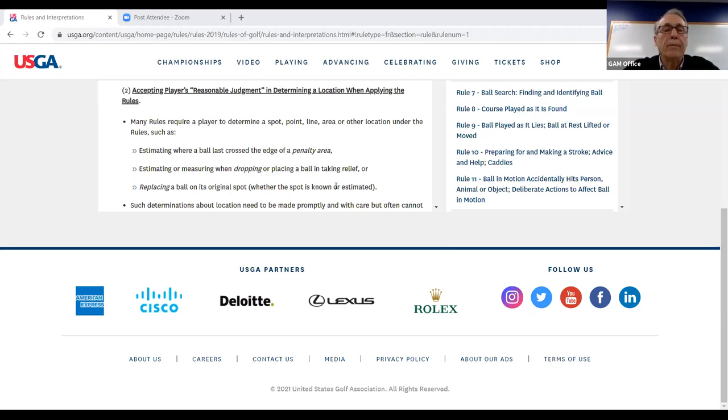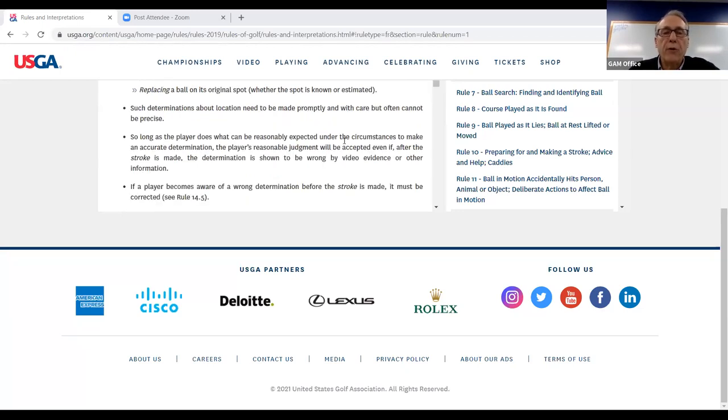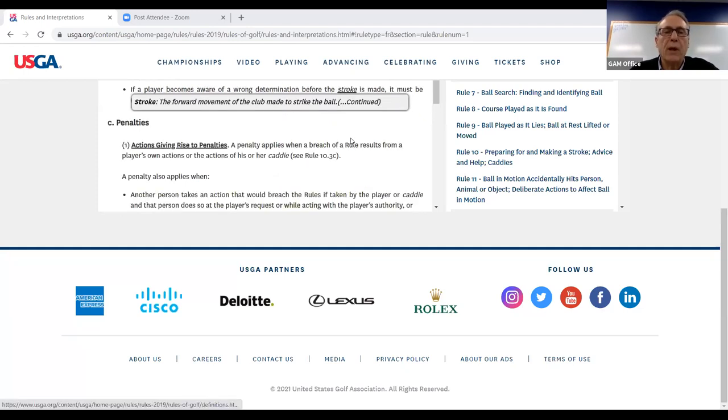Now, I would suggest that before you accept just the player's word on that, you should also get consent from the other players in that group. You want them to agree to where that player is telling you that estimated point is. For example, where that ball last crossed the edge of a penalty area, where you should be taking relief from, or where the ball should be replaced in its original spot in case it needs to be replaced. So if the players come to a reasonable agreement on where that should be, then I think you should accept that and you've covered your bases on that, and you should go ahead and allow that to happen. Everybody all set on that?